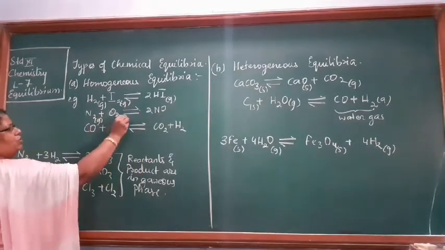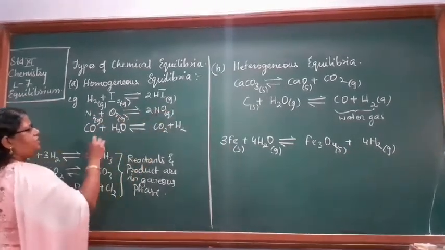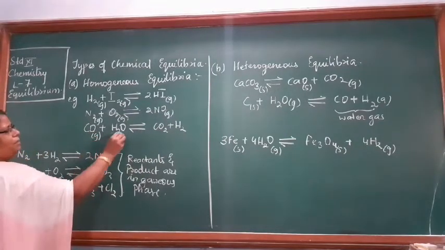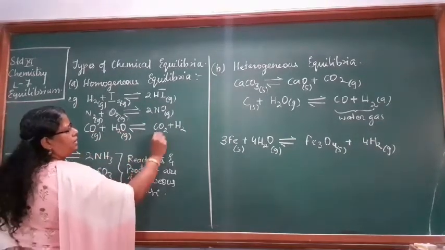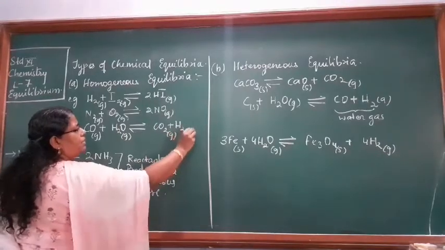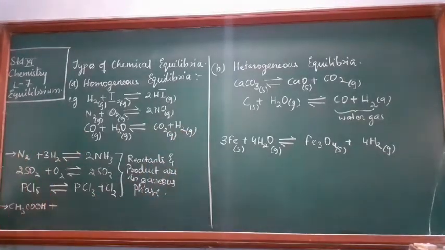You can represent it this way. N2 is gas, O2 is gas, NO, nitric oxide which is formed, is also gas. Carbon monoxide and steam give you carbon dioxide and hydrogen, all of them gaseous. Here also you will find all the reactants and products are in the gaseous phase.